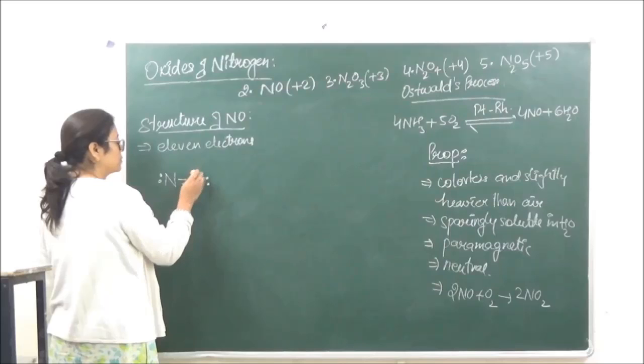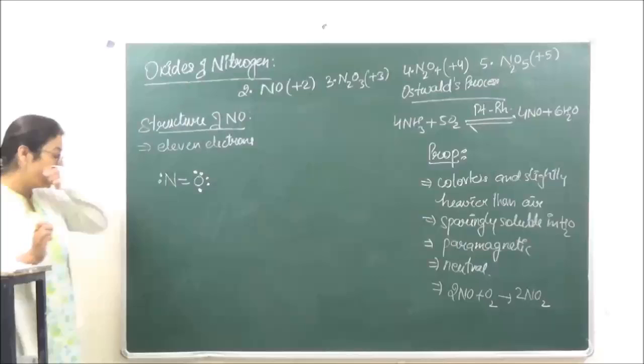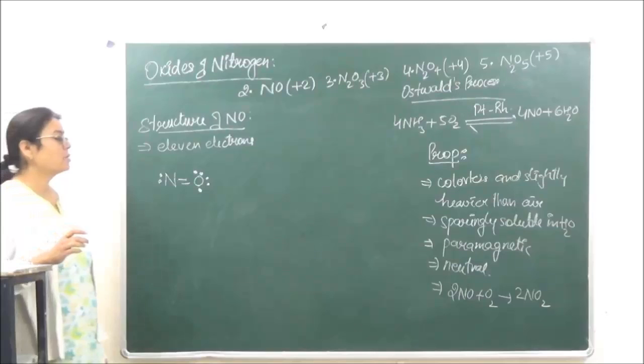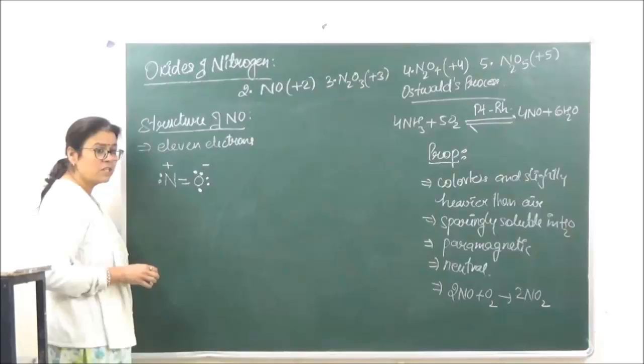So over here, this is a single electron which is present. What are we saying? In total 11 electrons. So we have 1, 2, 3, 4, 5, 6, 7, 8, 9, 10 and 11. Right? 11 electrons are going to be present. So yahan pe ek single electron reh jata hai, jiski wajah se it is going to be paramagnetic in nature. Now when we draw the resonating structures, we have a negative charge over here. ठीक है? And we are going to have a positive charge on this.